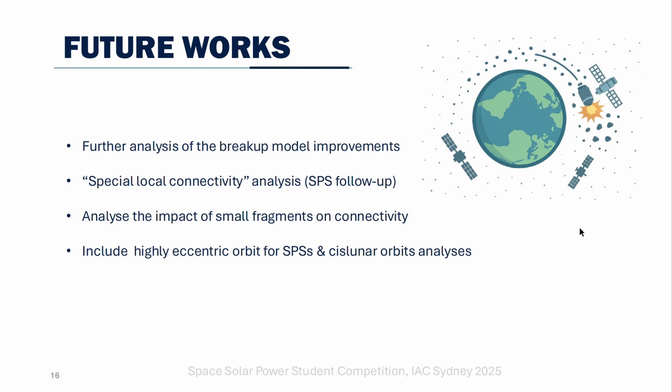So there are of course some future works. Further analysis with the breakup model, which is a very brand new model, to better analyze connectivity, but also maybe to develop a special local connectivity that can follow up in time the reflector during the decay part, which can actually have different effects depending on the altitude shells. And again, analyze the impact of small fragments on the connectivity. And last but not least, include highly eccentric orbits and cislunar orbits into the analysis.